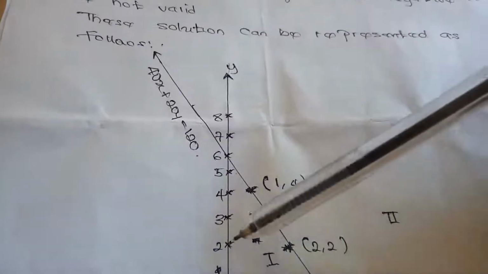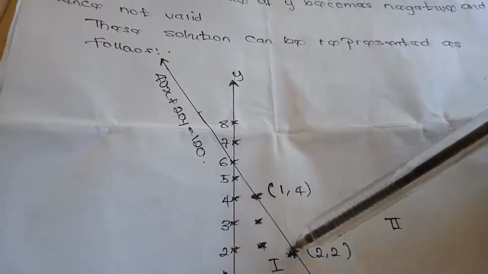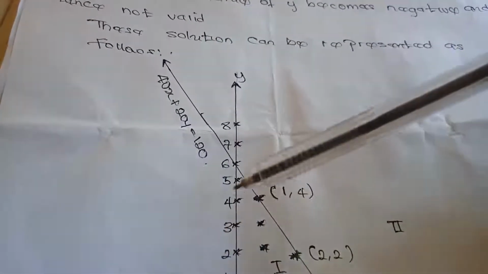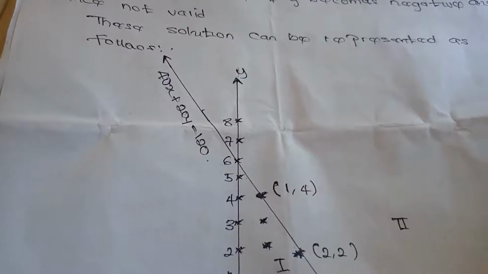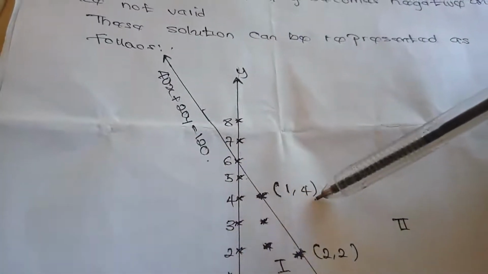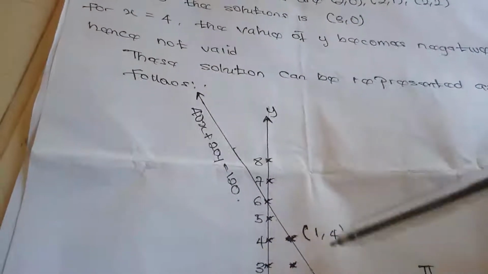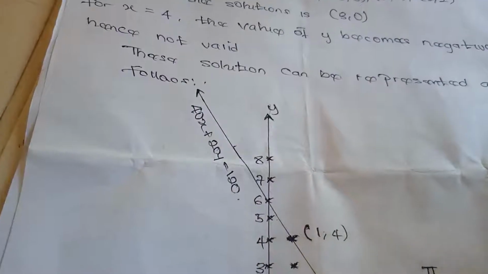This is 2 and 1, 2 and 2. So this is 3 and 1. This is 4 and what? 4 and 1. So is this 1 and what? 1 and 4. That's what it is. 1 and 4 and 2 and 2. Then we plot our line.